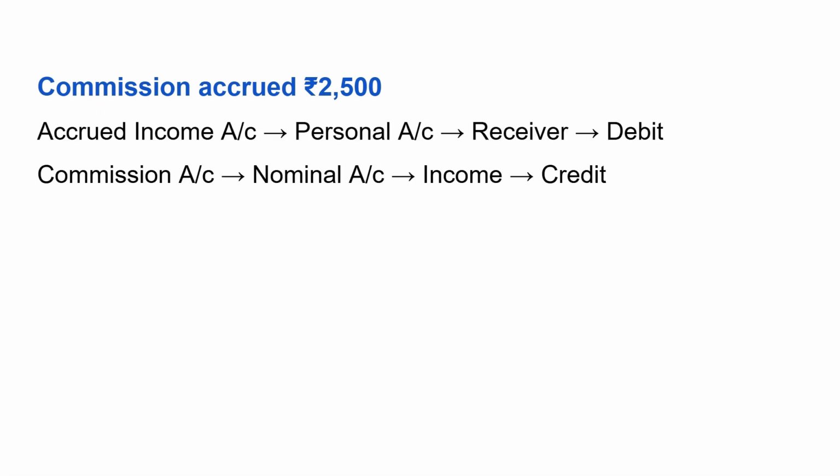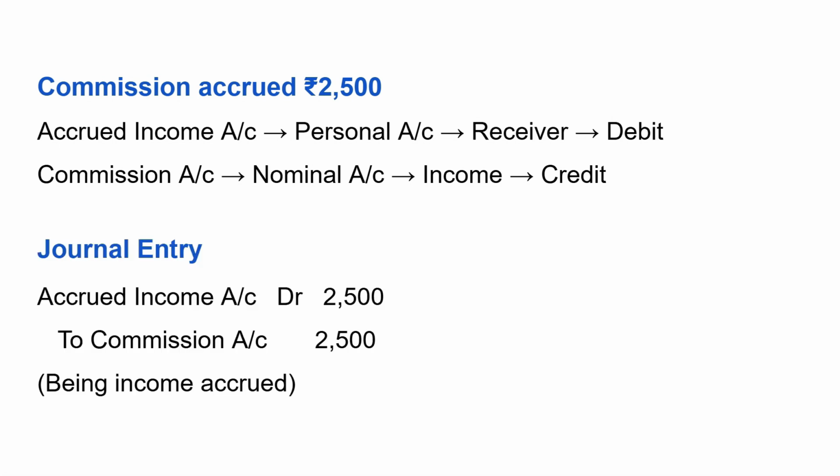Next. Commission accrued 2500. Here the two accounts affected are accrued income account and commission account. Accrued income account is a personal account and it is receivable, so it is debited. And commission account is a nominal account and commission is income, so it is credited. So the journal entry is accrued income account debit 2500 to commission account 2500. And the narration is being income accrued.